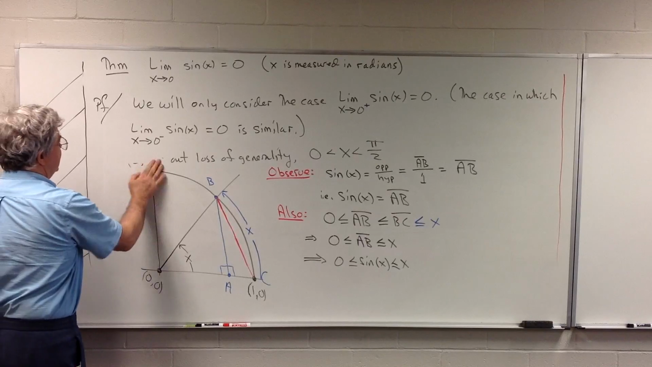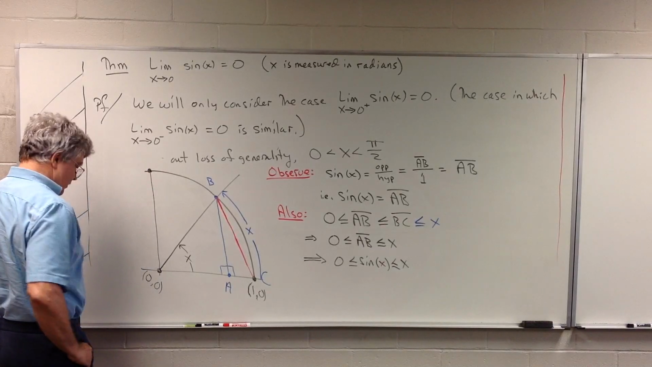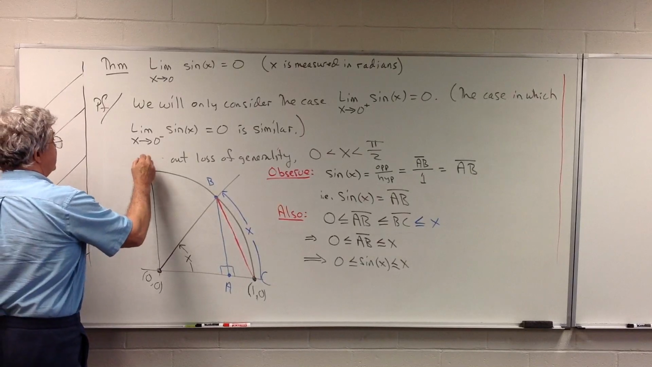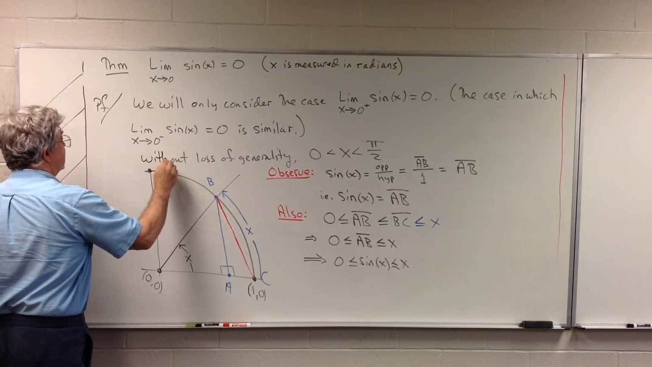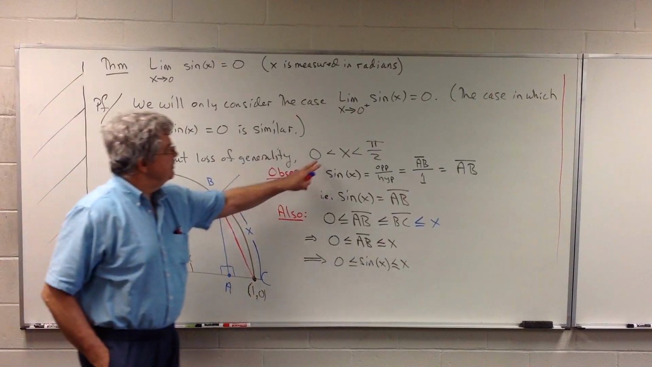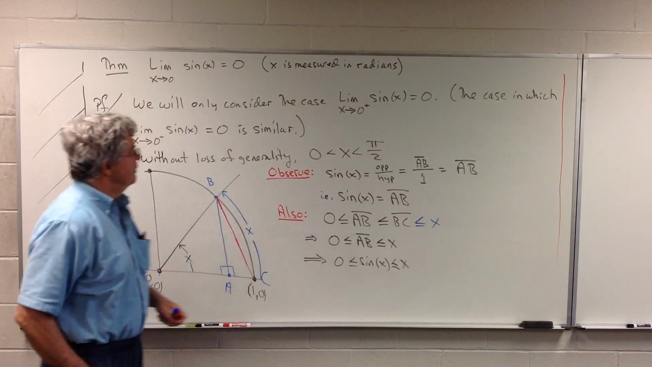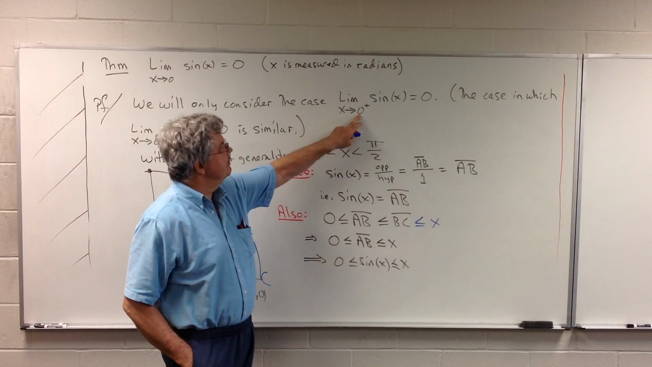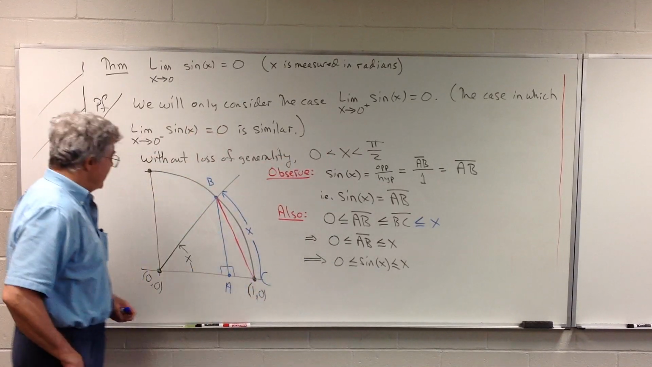And my next statement was, without loss of generality, the angle x is between 0 and pi over 2. We're assuming, first of all, that x approaches 0 through positive values.